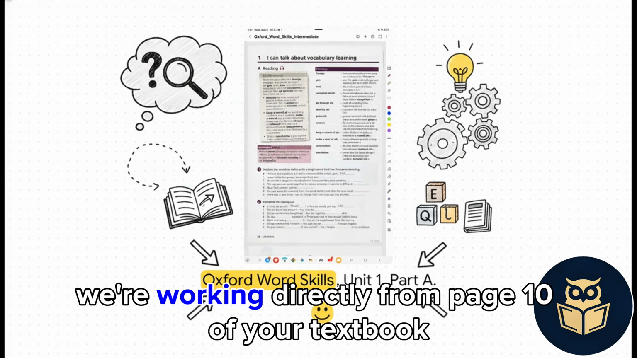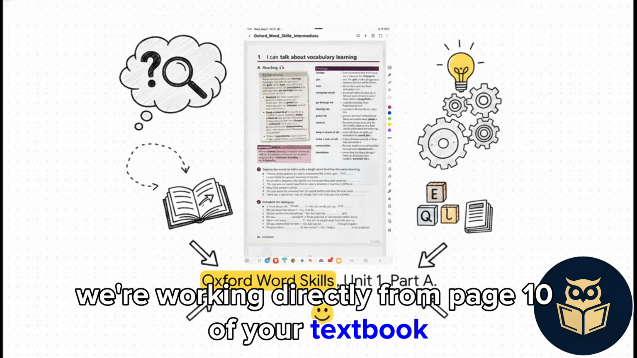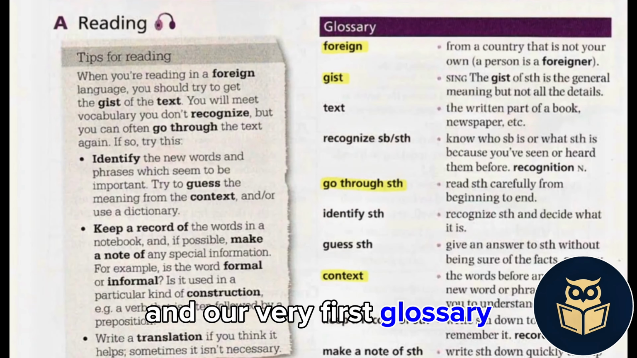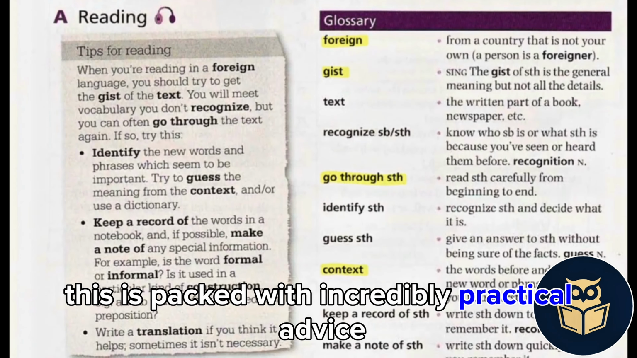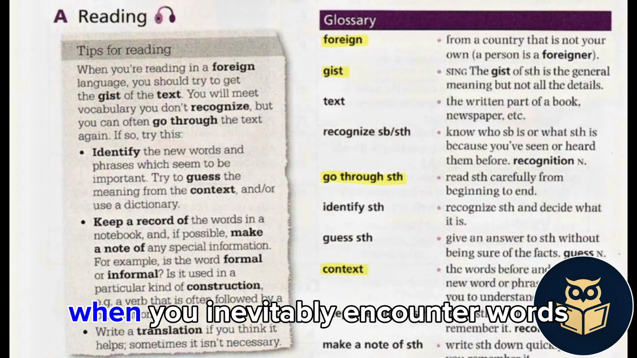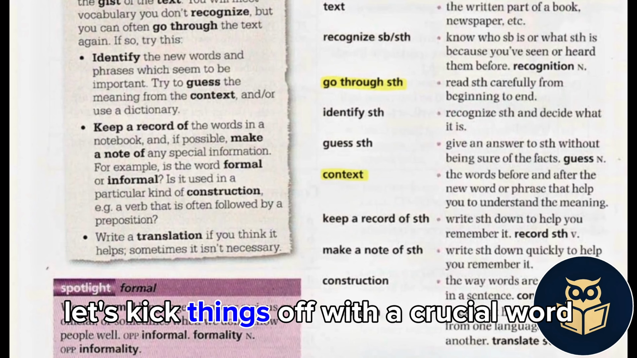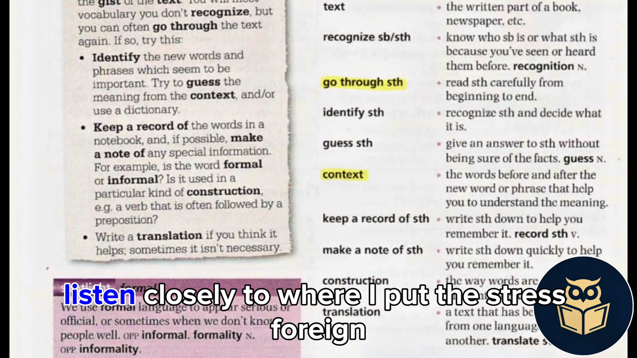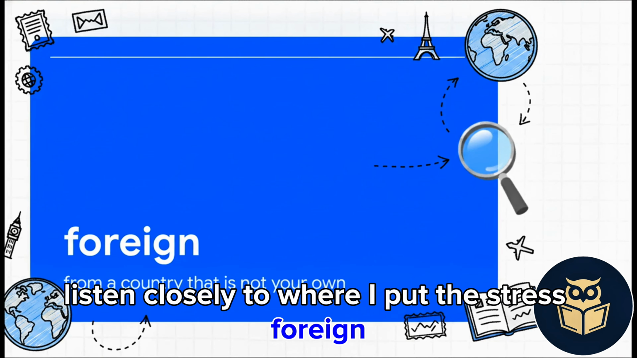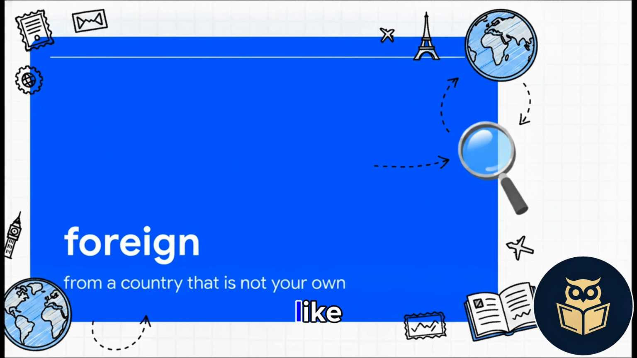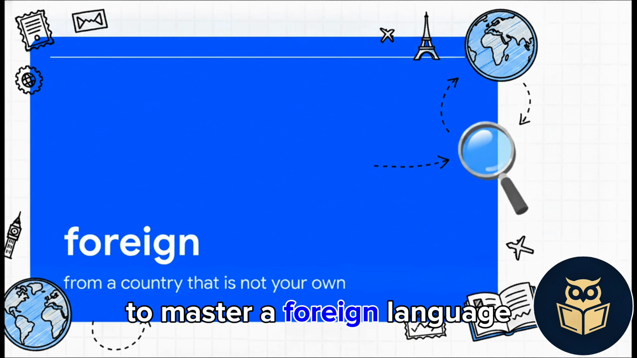All right, we're working directly from page 10 of your textbook, focusing on the Tips for Reading section and our very first glossary. This is packed with incredibly practical advice for what to actually do when you inevitably encounter words you just don't know yet. Let's kick things off with a crucial word. Listen closely to where I put the stress. Foreign. It's an adjective describing anything from a country that isn't your own, like you're putting in the hard work right now to master a foreign language.